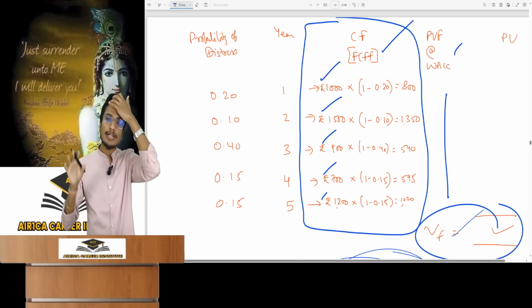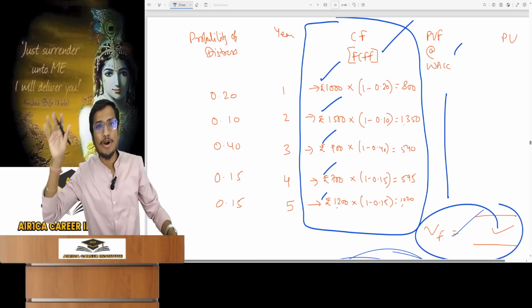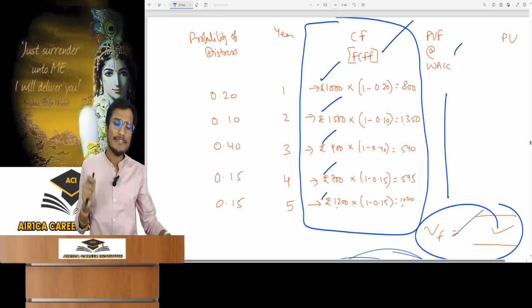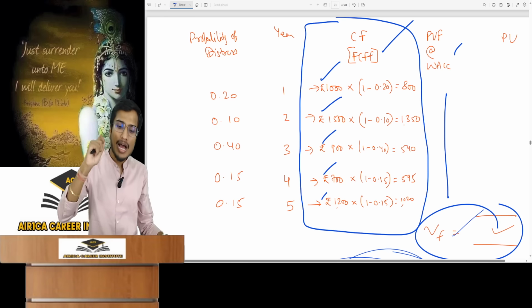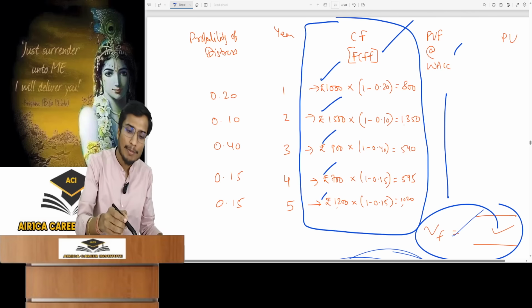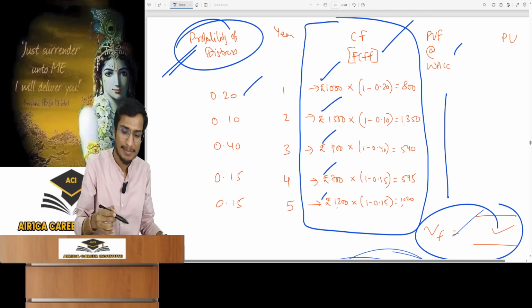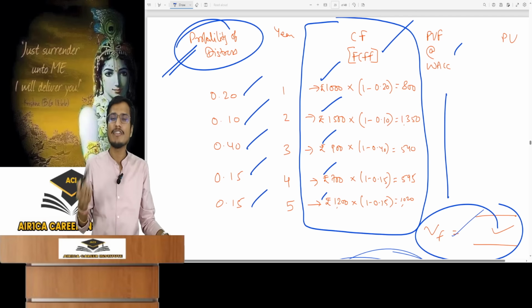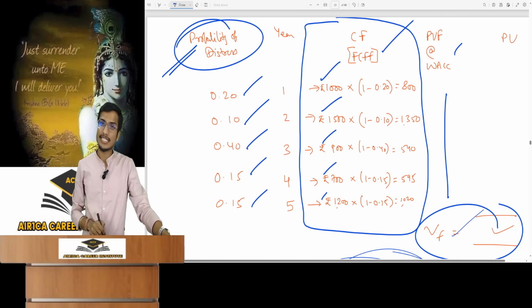Given this is a distressed company, what will we do? Modify these cash flows applying the modified cash flow method. What does modifying mean? Now listen carefully. In such a question, the probability of distress for each year will be given: 0.20, 0.1, 0.4, 0.15, 0.15. The total of probabilities will always be 1.